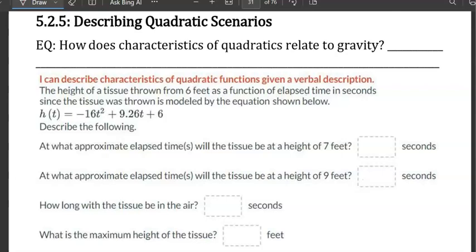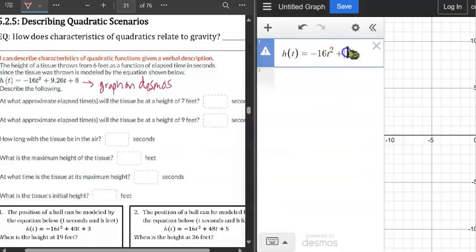So the difference between this one and some other examples from this unit is that they're not so focused on you formulating the actual equation in the situation. They're more focused on what kind of characteristics, how they relate to a real life situation. So you'll graph this one on Desmos, and then you'll use it to answer these questions. So we'll type in the formula on Desmos.